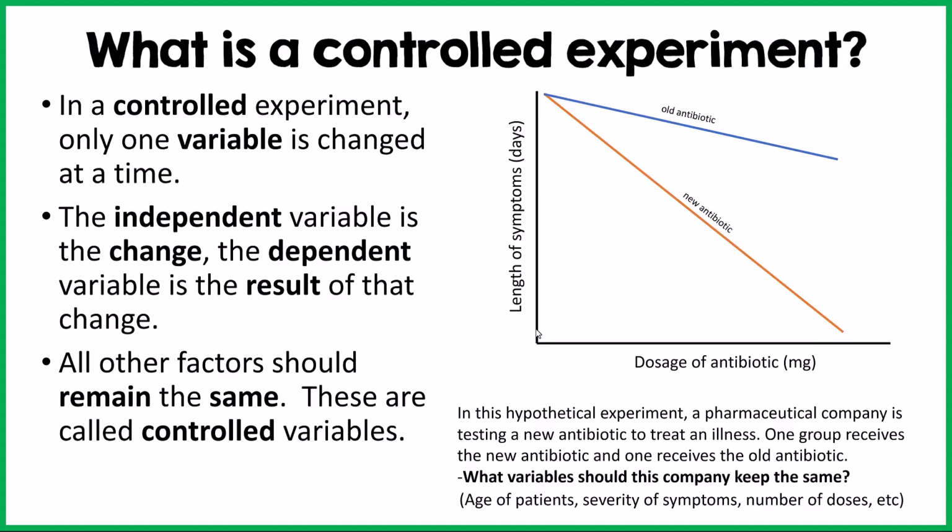In order to determine if the change in antibiotic is actually the reason that the length of symptoms is shortened, because as you can see here, as we increase the dosage of the new antibiotic, the length of symptoms does get significantly shorter on our hypothetical graph here. In order to attribute that to the antibiotic itself, the pharmaceutical company needs to keep things like the age of the patients, the severity of the symptoms, and the number of doses the same in order to make sure that the change in antibiotics is really the reason that the symptoms are shortened.